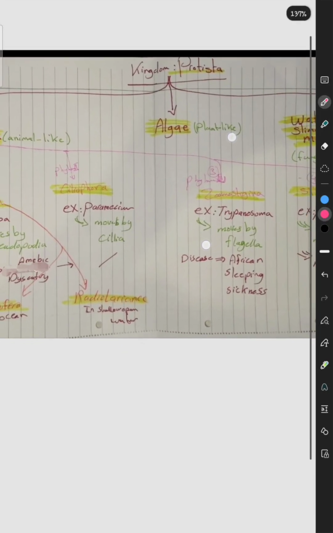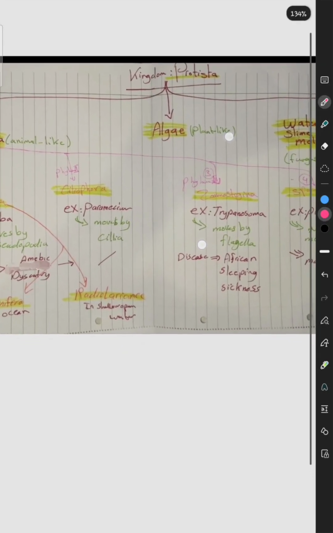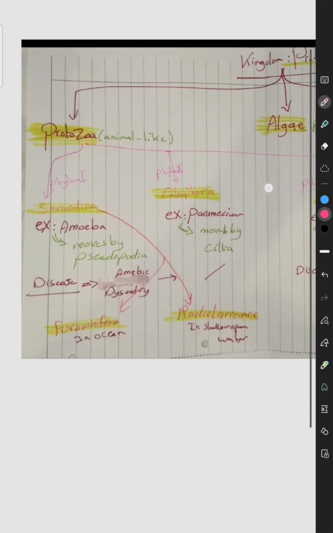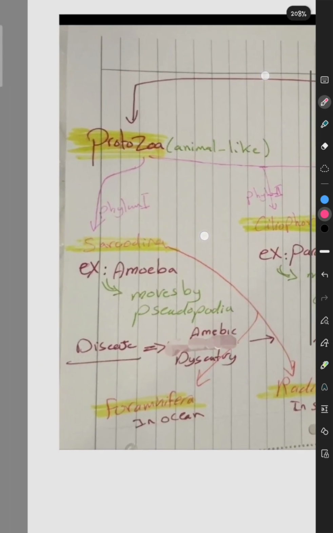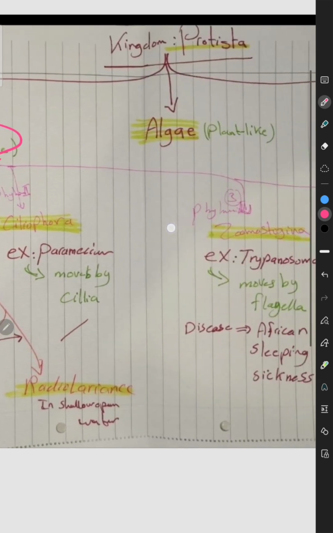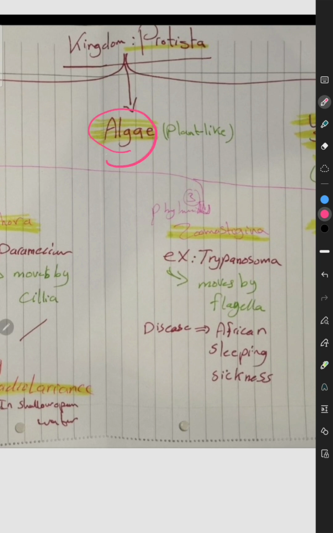This is the short review of Chapter 7, Protista. The kingdom name is Protists or Protista, and it includes three groups. The first group is named Protozoa, which are all of the organisms here. They are animal-like. What do we mean by animal-like? It means they look like animals in that they are heterotrophs and they can't make their own food by photosynthesis.